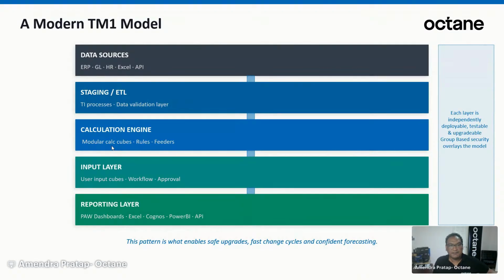A typical modern TM1 model would look something like this, where you'll have separate data sources, how the data sources are coming in from your different GL sources, external data sources, HR, and so forth. Your other data loads. You'll have your ETL or staging area, calculation engine, and the input layer where the users would put in the inputs, the budgeting, forecasting, the logics, the workflows, the approvals, all of that in the input layer and the reporting layer. And those are in relative sync as well. Security is overlaid on top of it.